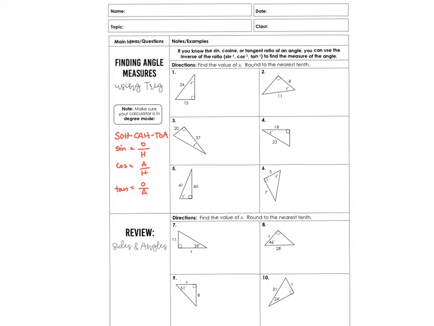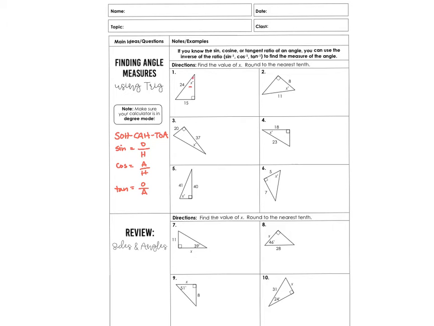Now, to find the angle measure, which is going to be indicated by x degrees, you're going to find which two pieces of information you have: either opposite and hypotenuse, adjacent and hypotenuse, or the opposite and adjacent side lengths. So let's just go ahead and look at number one.